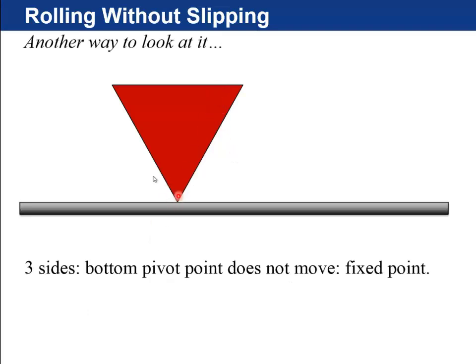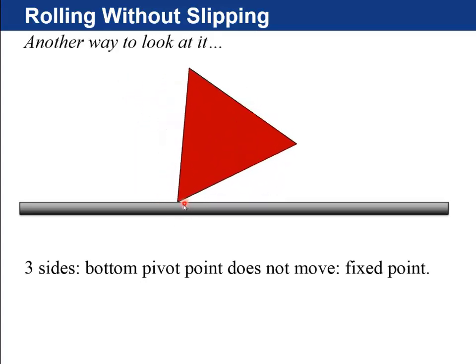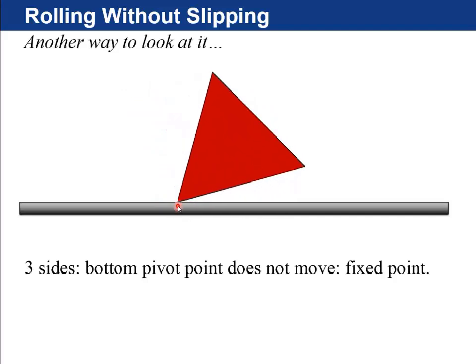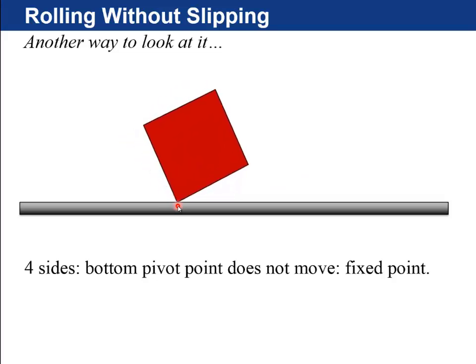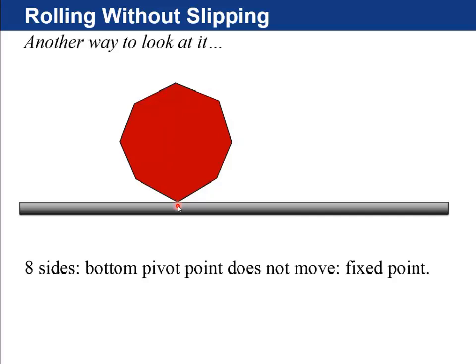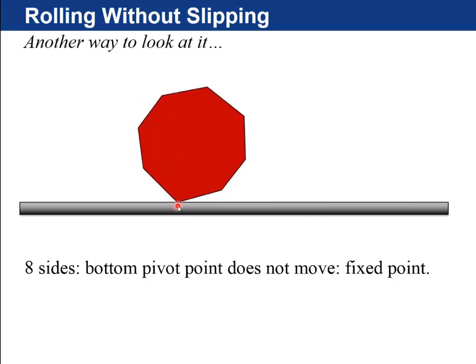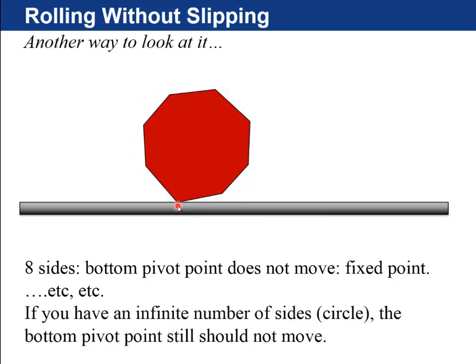And another way to look at it is that instead of thinking about a circle, let's think about a triangle that has 3 sides. If you imagine it rotating, well, this bottom pivot point does not move. That's a fixed point. What if you had 4 sides? Rotate it. Again, the pivot point does not move. What if you had 8 sides? Rotate it. Again, the pivot point does not move. So, etc. If you had an infinite number of sides, which would look just like a circle to our eyes, you still would not expect the bottom pivot point to move. I don't know if that helps, but it's another way to look at it.